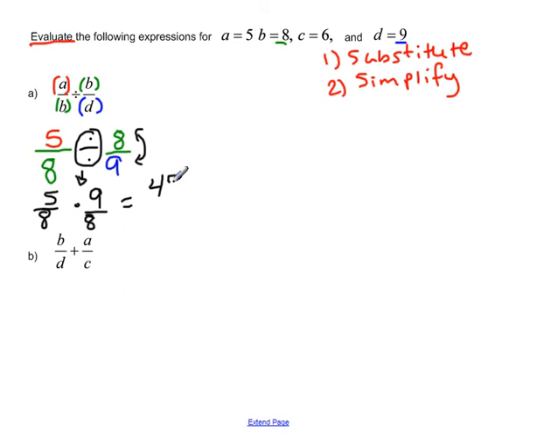Numerator times numerator gives us 45. Denominator times denominator gives us 64. So that's going to be our final answer.